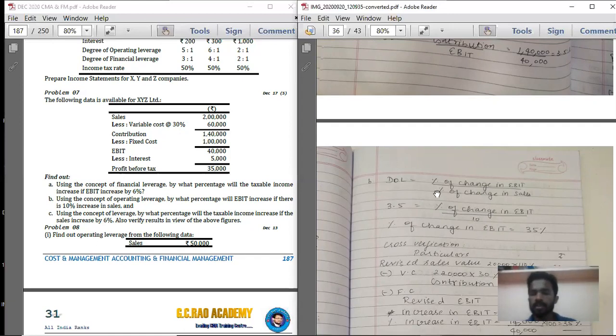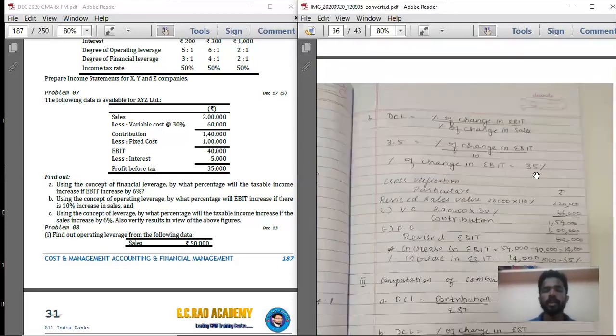So DOL is percentage of change in EBIT divided by percentage of change in sales. We found that DOL is 3.5. So 3.5 is equal to percentage of change in EBIT divided by 10%. If 10 goes to the left hand side, it becomes numerator. So percentage of change in EBIT is equal to 10 into 3.5, that is 35%.